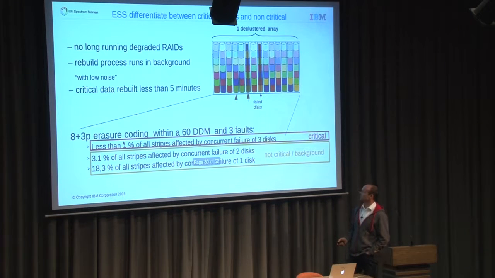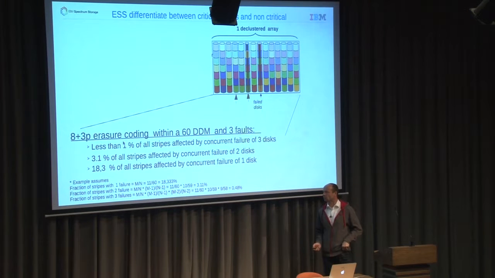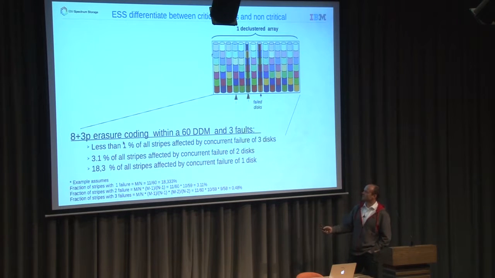These are critical, the others not. I flip back. For those who left school a long time ago, it's easy to calculate. 11 out of 60 is 80%. Then the likeliness of having 2 faults is 11 out of 60 times 10 out of 95, 3%, and 11 out of 60, you can read it on your own. So less than 0.48% are affected by 3 faults.